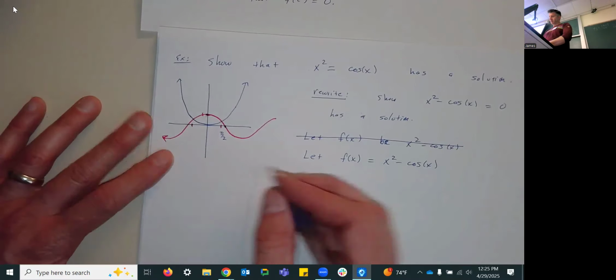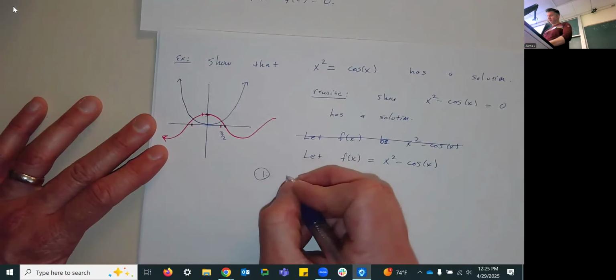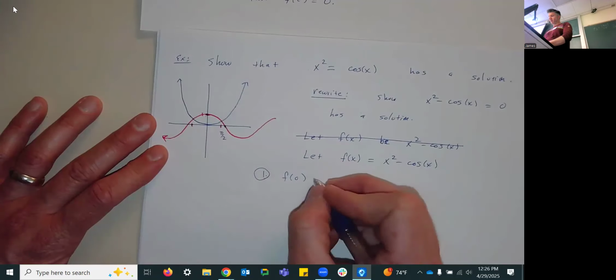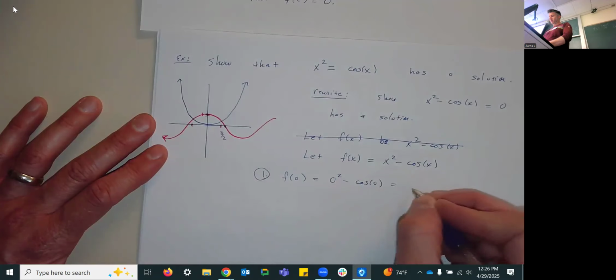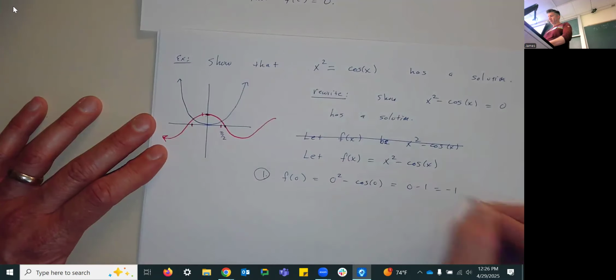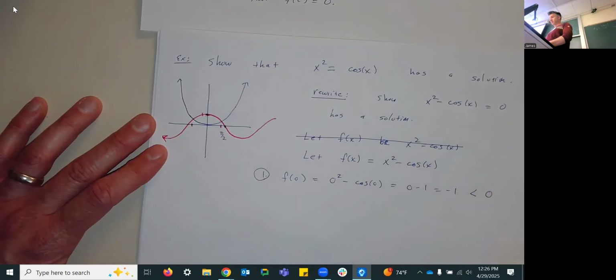We're going to check two things. We're going to try f of 0. Okay, f of 0 is 0 squared minus cosine of 0, which is 0 minus 1, which is -1, which is certainly less than 0.